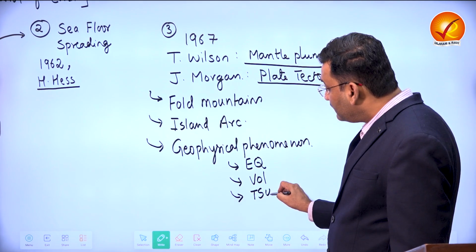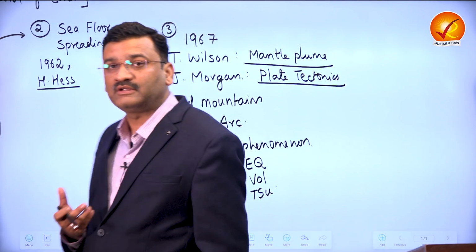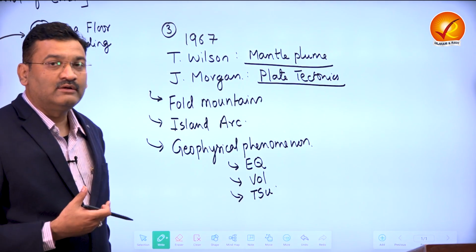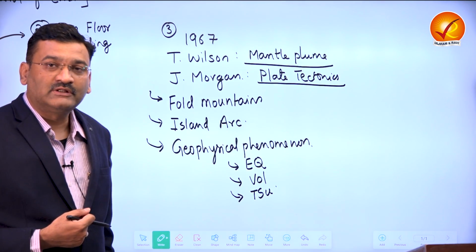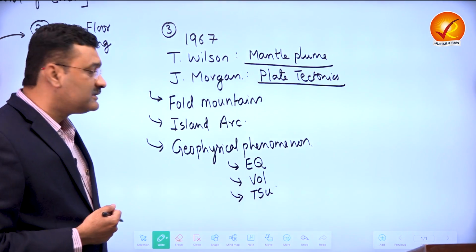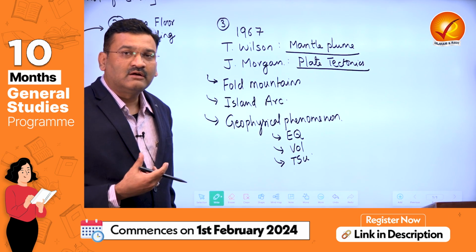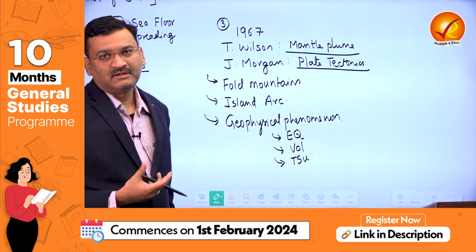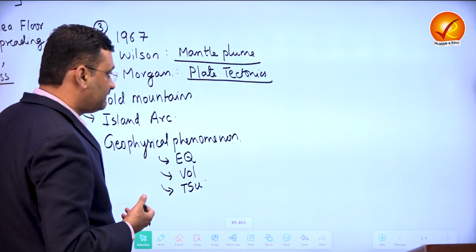Even we can understand the distribution of tsunamis. Why certain regions of the world are known for the occurrence of tsunamis can be explained with the help of plate tectonics. That is why plate tectonic theory is considered a comprehensive explanation of the surface configuration of the earth.